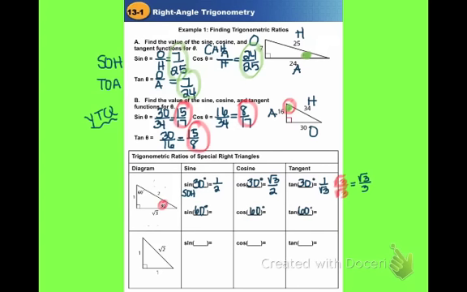Okay, so what about the sine, cosine, and tangent of 60 degrees? Now, in this case, this is the reference angle over here. So we have to change our perspective in the triangle.